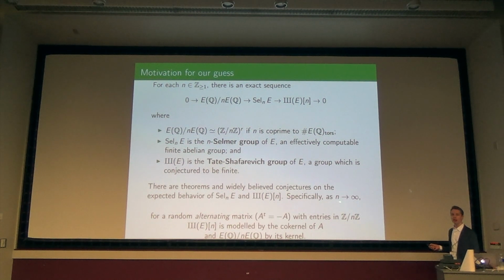As n goes to infinity in a precise sense that I won't tell you after 45 minutes of my talk, if you write down a random alternating matrix, of some size that is also going to infinity, with entries in Z/nZ, so I just want it to be equal to the negative of its transpose, then Sha of E is modeled by the cokernel of A, and this E mod nE is modeled by its kernel. You sort of have to take n to be a prime power, and then this is a p-adic thing. Trying to hide that a little bit. That's what I mean in a precise sense.